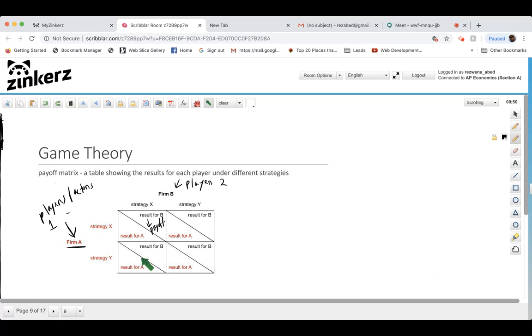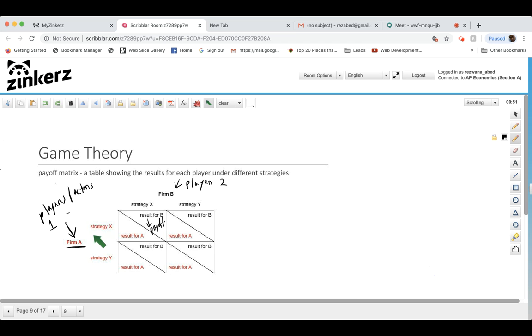These are the results for A, and then after the slash, these are going to be the results for B. The way we analyze or read this is from left to right. So let's say if farm A chooses strategy X and farm B chooses strategy X as well, this cell is where we would find the result of choosing those strategies for each farm.